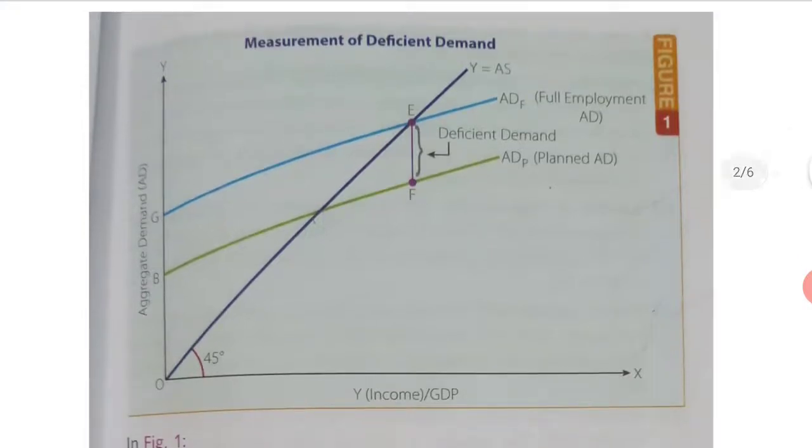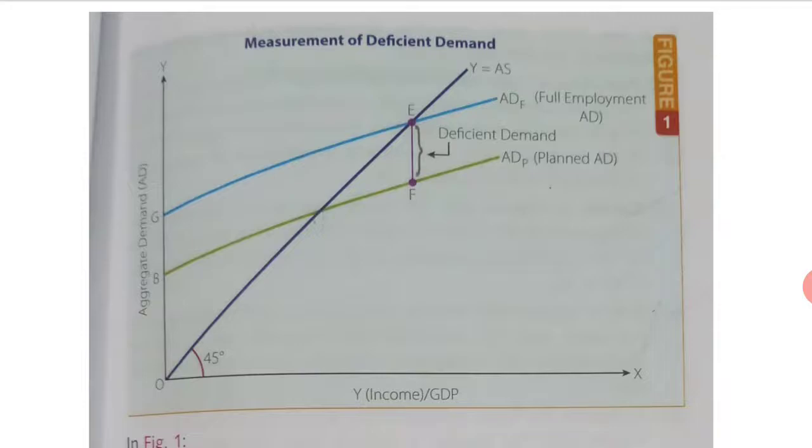To draw the deficient demand diagram, you have to draw national income on the x-axis and aggregate demand on the y-axis. To determine equilibrium, you have to draw the aggregate supply curve. Which is the aggregate supply curve? The 45-degree line is the aggregate supply curve. And the blue line shows the aggregate demand, that is full employment aggregate demand. That is the full employment, that much of resources. The equilibrium is where aggregate supply and aggregate demand meet.